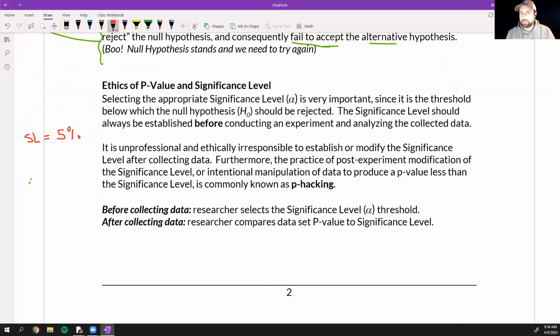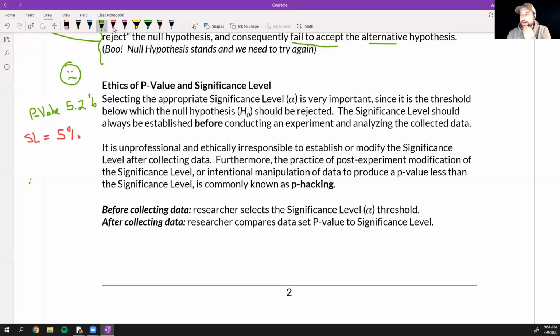And you go out and you collect some data and you analyze the data and you find that you end up with a p-value of 5.2%. Now this is above your significance level. So you do not get to reject the null hypothesis. You fail to reject it. And this is sad, right? This does not make you very happy.